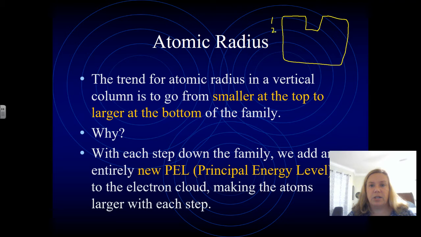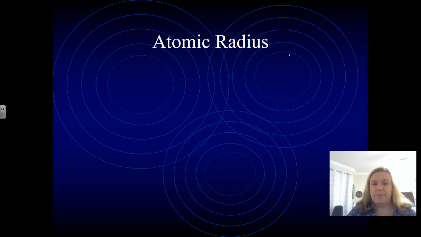energy levels, 1, 2, 3, 4, 5, 6, 7, then we're basically filling another principal energy level each time we go down. So, therefore, of course, we're going to make a larger atomic radius. That makes pretty good sense.